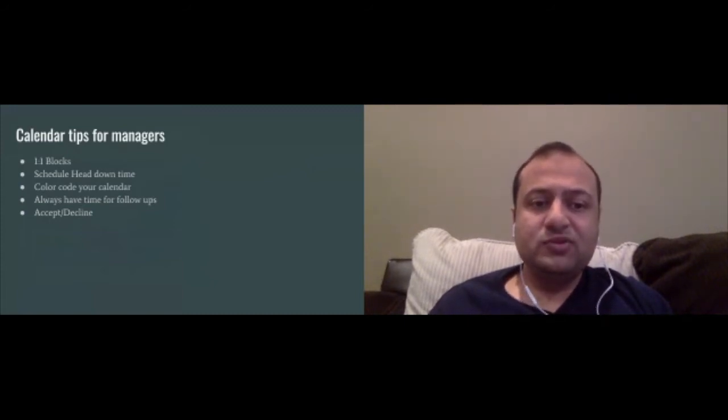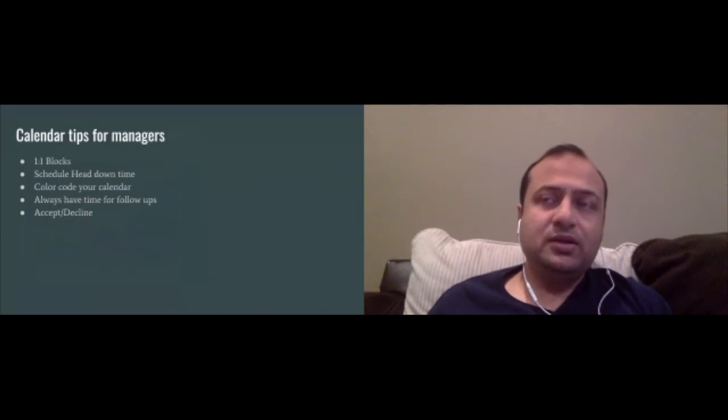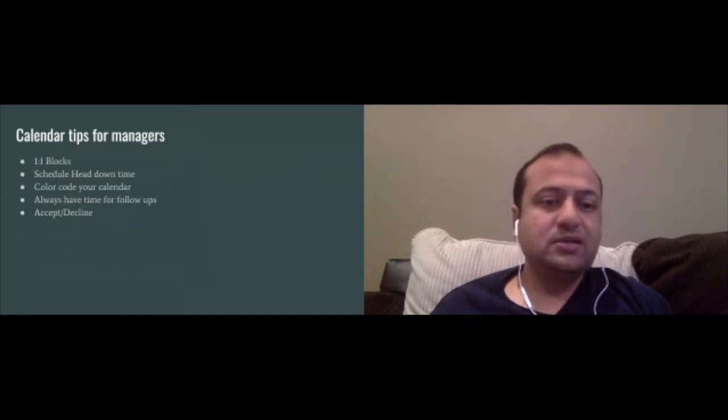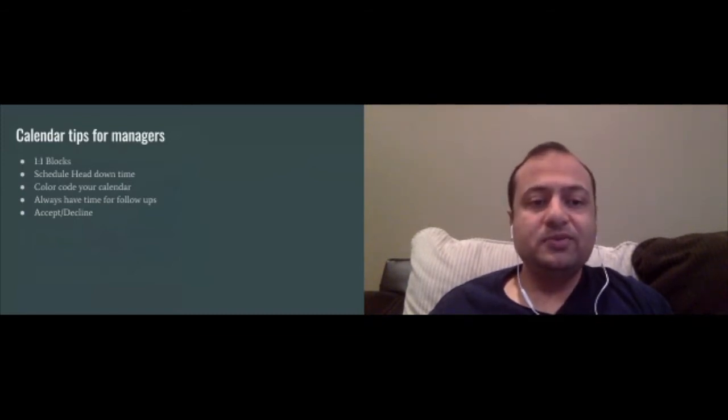Third thing which I'm starting to do now is to color code my calendar a little bit so that you know what's the amount of time you're spending in recruiting versus meeting with your direct reports versus project time. So that sort of helps you clarify how much percentage of your time you're actually spending on your various activities. Fourth, I already covered, but always have time for follow-ups.